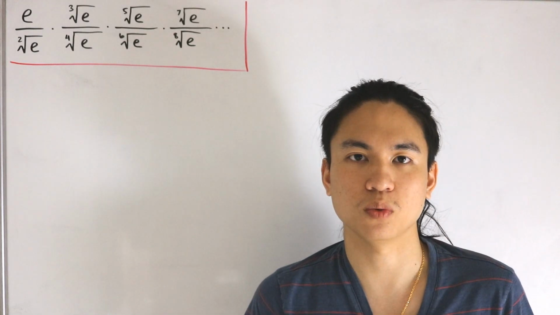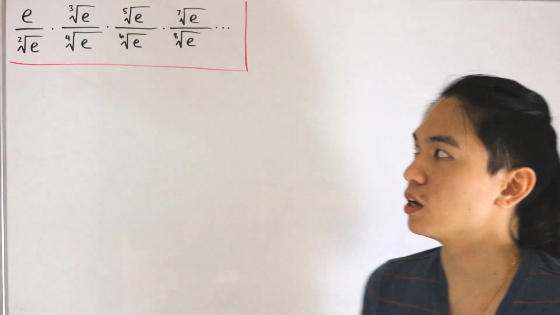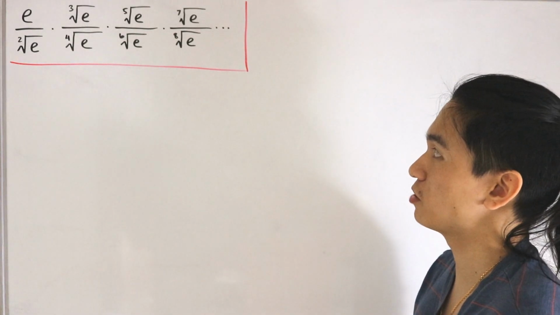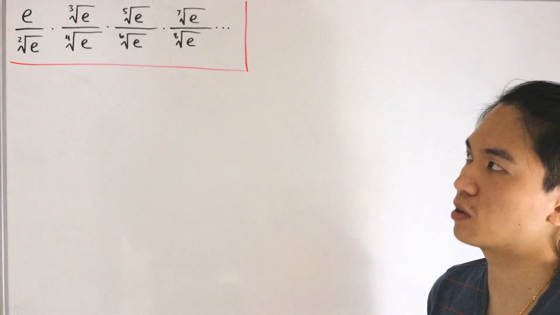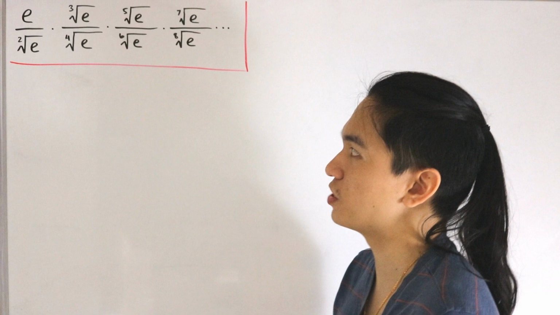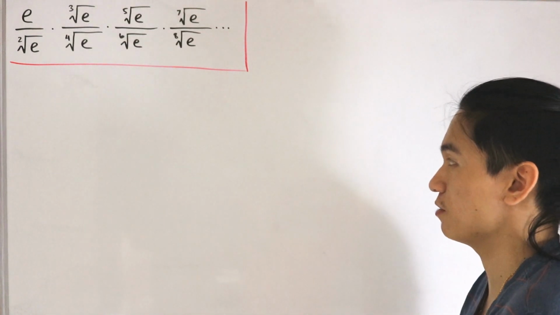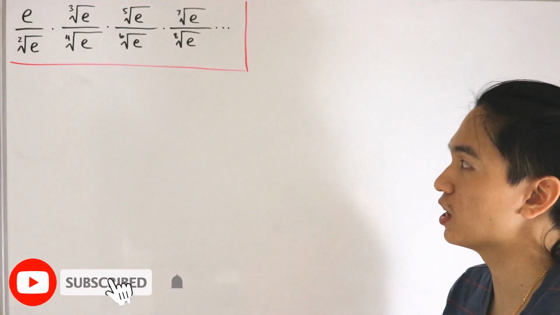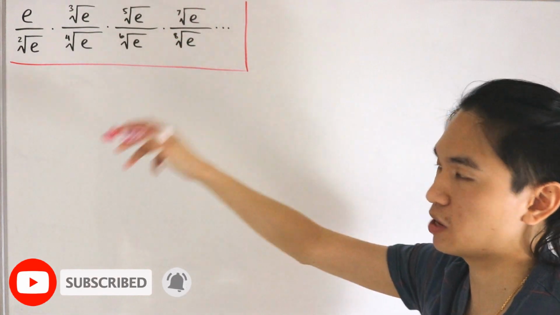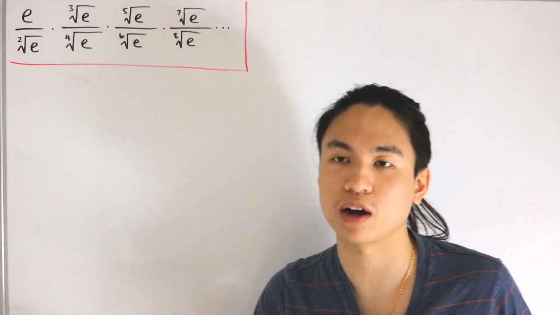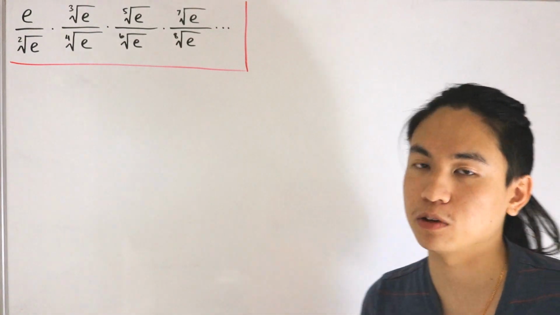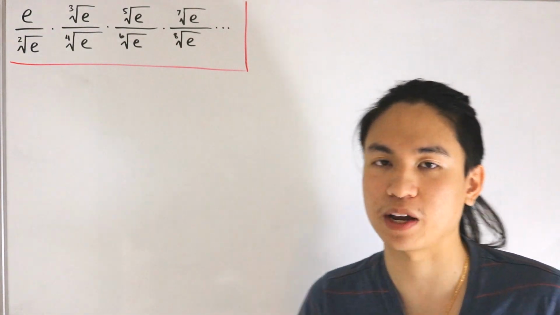Okay, so welcome back to another video. Today is going to be a very interesting problem we want to evaluate. We have e divided by the square root of e, multiplied with the third root of e, divided by the fourth root of e, times the fifth root of e, divided by the sixth root of e. And we see the pattern: there's a 7th root, 8th root, then 9th root, 10th root, and so forth. So it's an infinite product dealing with nested radicals, as you raise the index by one each time.